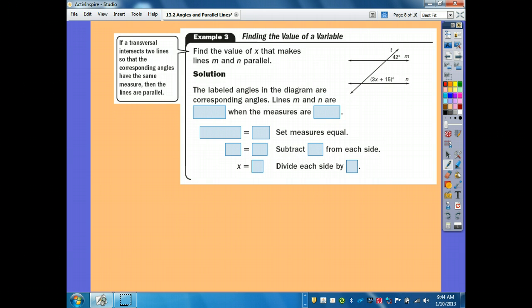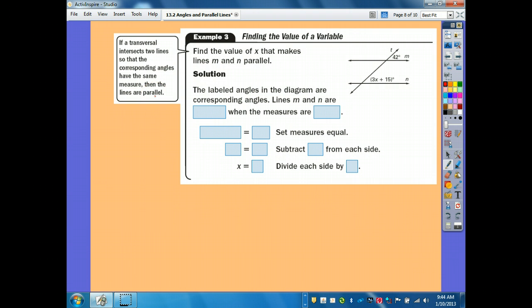Finding the value of a variable. Now here's where we get to have the fun. You get to put the variable in there. Find the value of x that makes line M and N parallel. And over here it says if a transversal intersects two lines so that the corresponding angles have the same measure, then the lines are parallel.